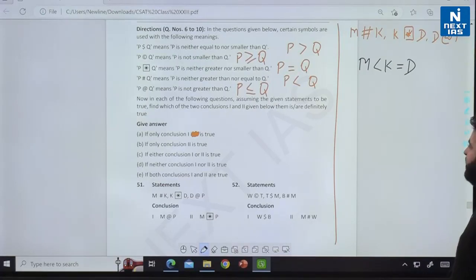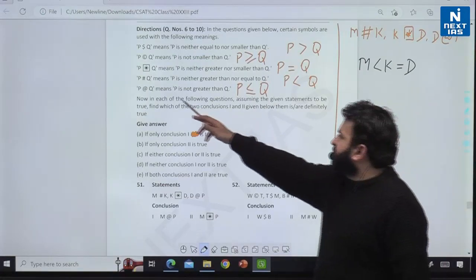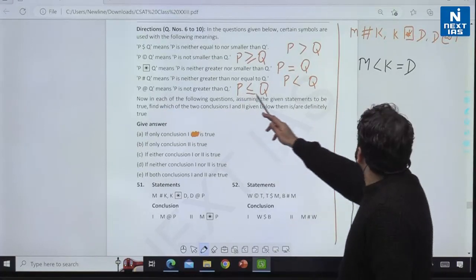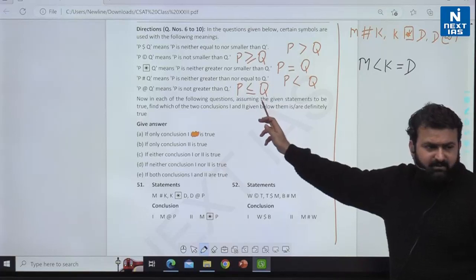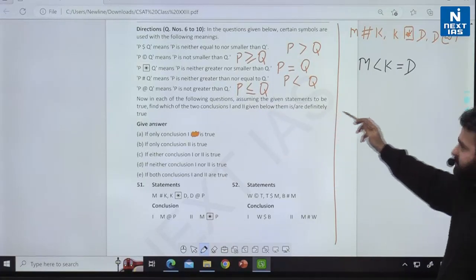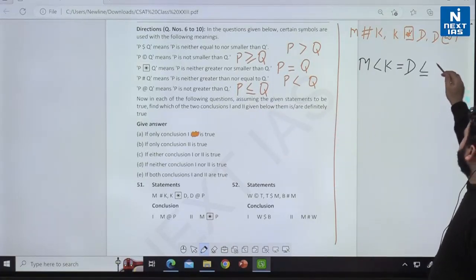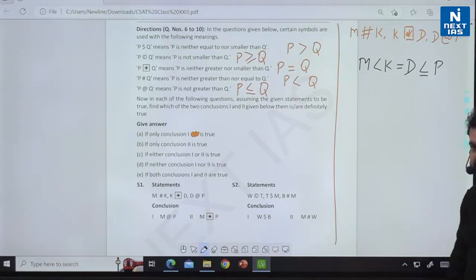D at the rate P. All of you, D at the rate P will be what? D will be less than or equal to P. Is it clear to all of you? So now we have expressed it in this form. Is this expression clear?